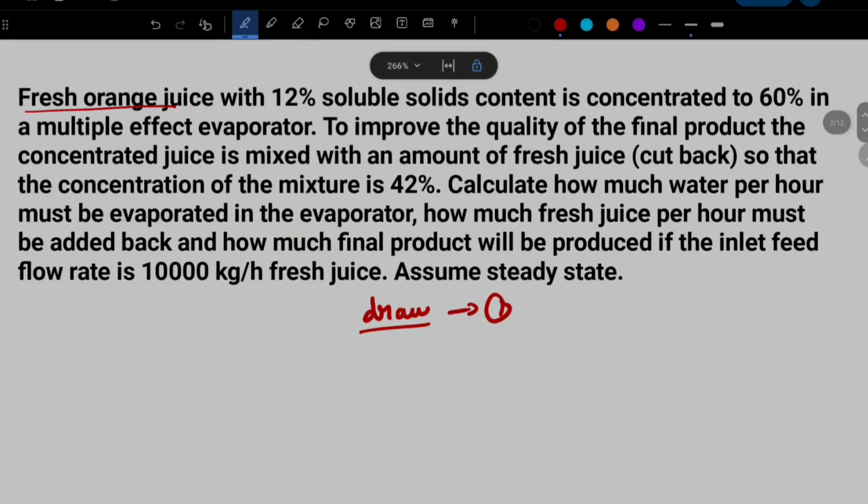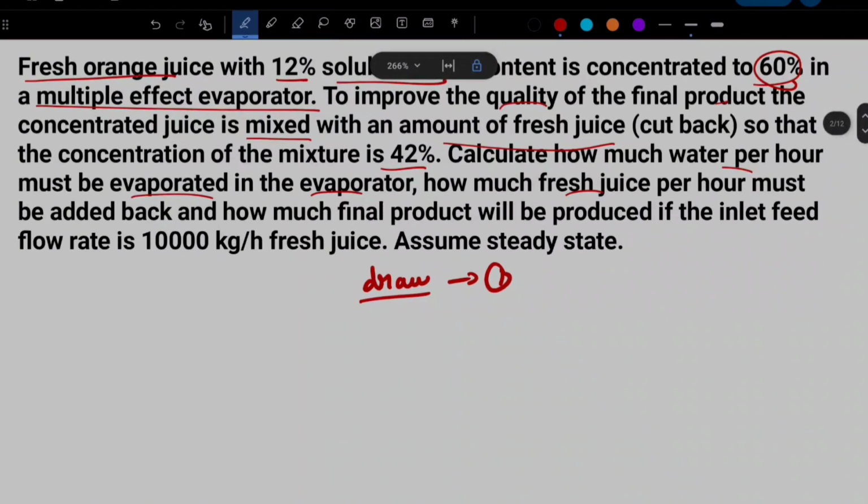A fresh orange juice with 12% of soluble solids is concentrated to 60 in a multiple effect evaporator. To improve the quality of the final product, the concentrated juice is mixed with an amount of fresh juice cut back so that the concentration of the mixture is 42, and calculate how much water per hour must be evaporated in an evaporator and how much fresh juice per hour must be added back. Okay, so this is a lot to process, but I'll let you know in a simpler manner.